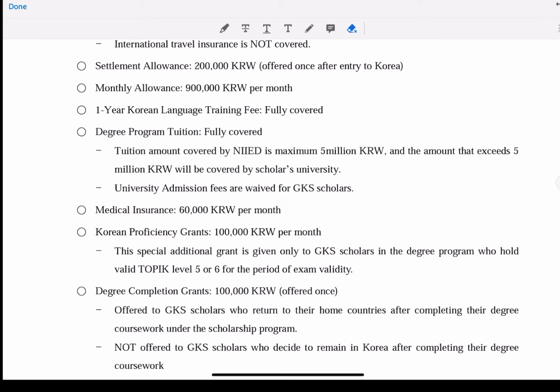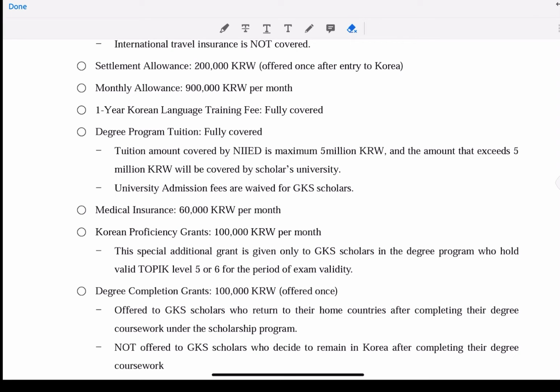University admission fees are also waived for the GKS scholars. Medical insurance of around 60,000 Korean won per month is covered by NIIED, and the Korean proficiency grant of 100,000 per month is given if the applicants are able to score TOPIK 5 or TOPIK 6 during the 1 year Korean language program.